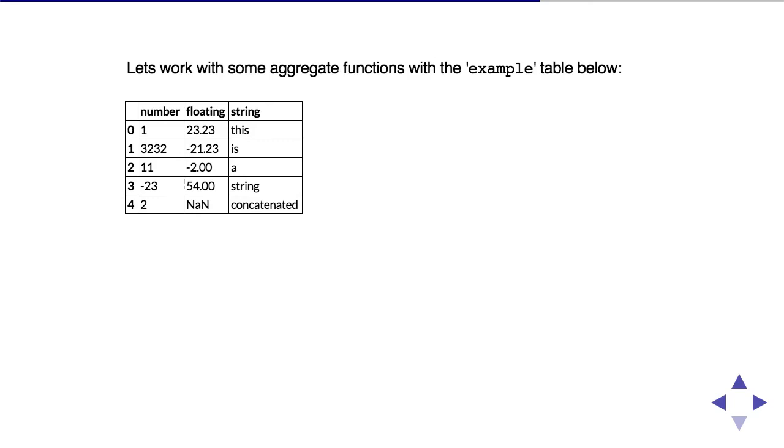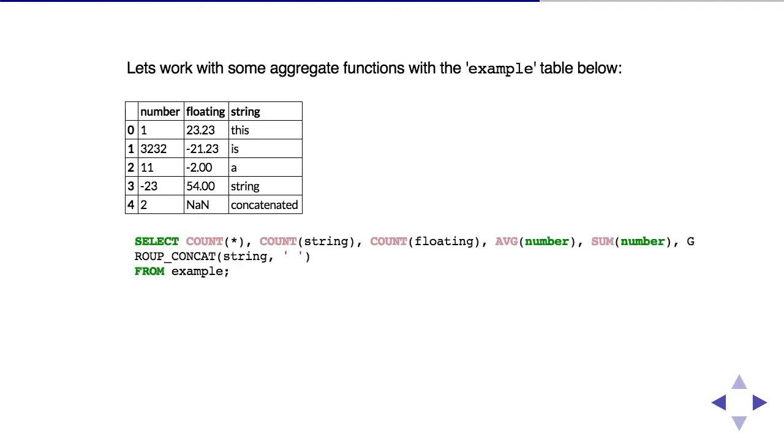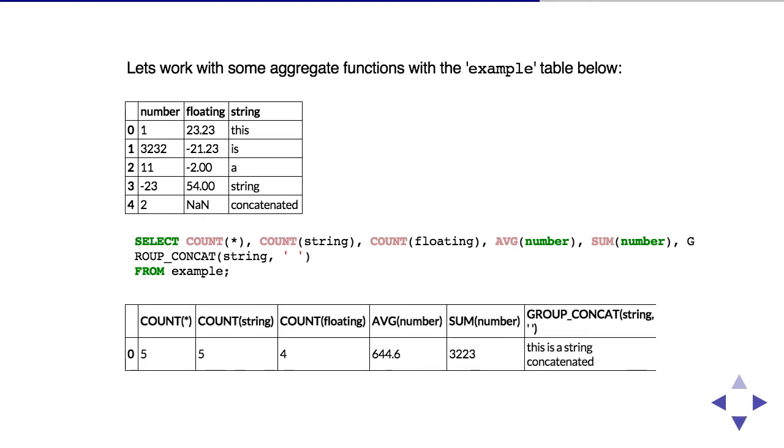So let's work some with aggregate functions using an example table right here. This is the example table in the database. It's actually named example. So if we do select count star, we're counting each row, or we could do count of the string column, count of the float column, or average of our number column, or sum. There's five unique rows here, so it gives back 5 for the first one. Same thing with strings, with 5 unique strings.